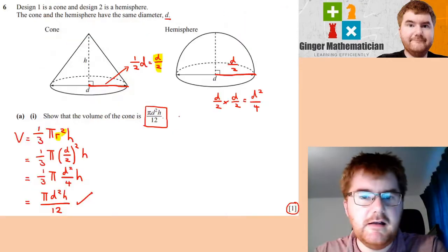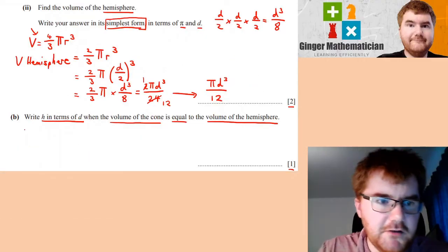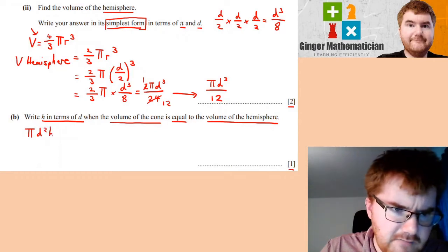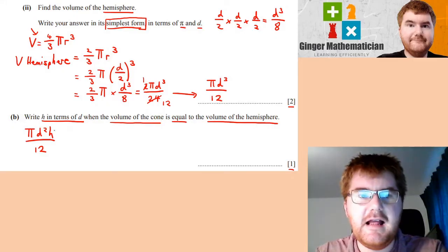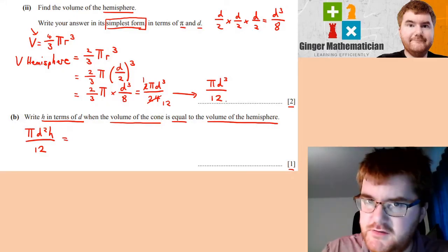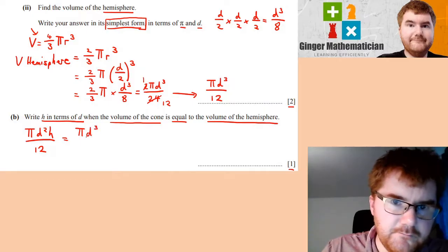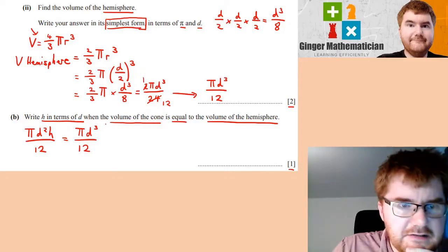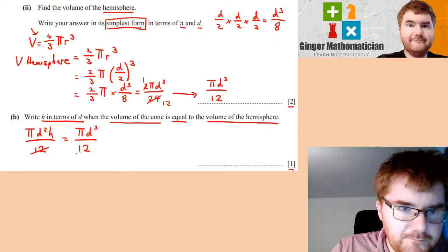So we've got the first answer, which was pi d squared h over 12. That's the volume of the cone. Notice it's a non-linear paper. You're using answers from before to help you with what's going on next. So pi d squared h over 12, and that's equal to what we just worked out here. So pi d cubed also over 12 as well. Okay, and we can cancel a lot of things here, which is very, very useful. So the 12s cancel, nice. The pi's cancel from both sides.